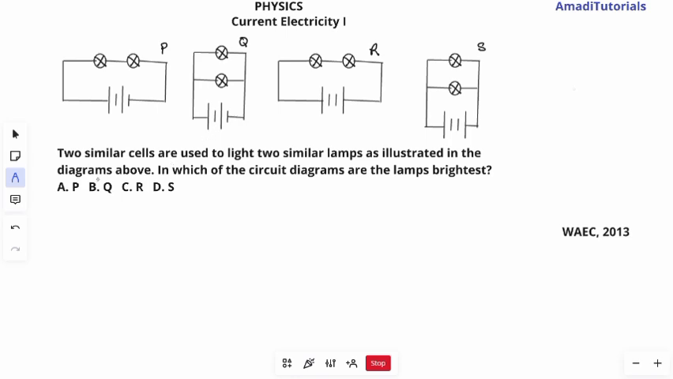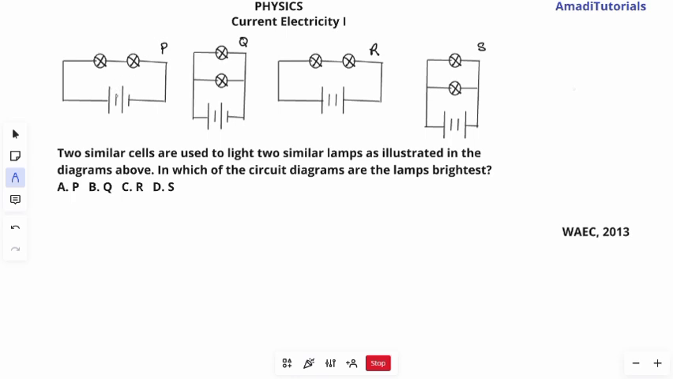So this question says, two similar cells are used to light two similar lamps as illustrated in the diagrams above. In which of the circuit diagrams are the lamps brightest? So now they are telling us two cells. This is cell number one. The small one represents the negative, the tall one represents the positive. So this is for diagram P.